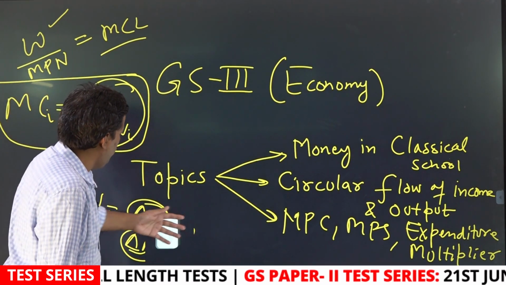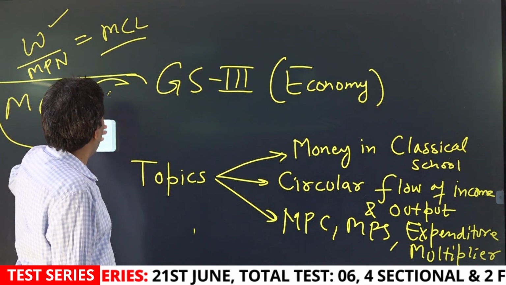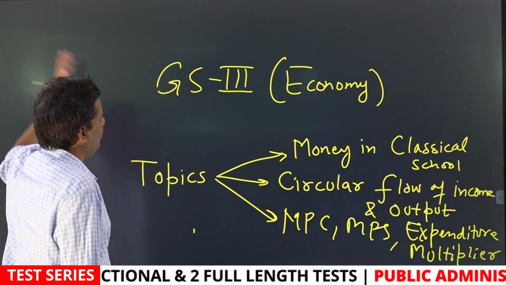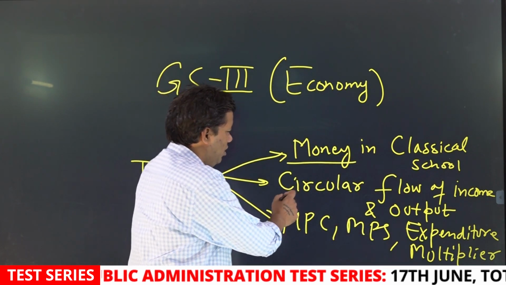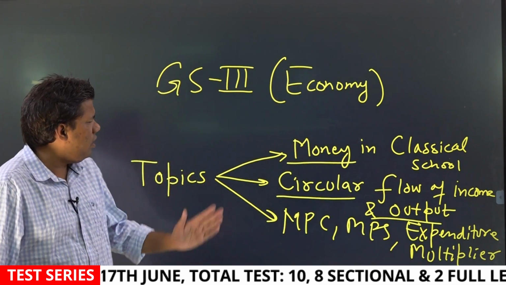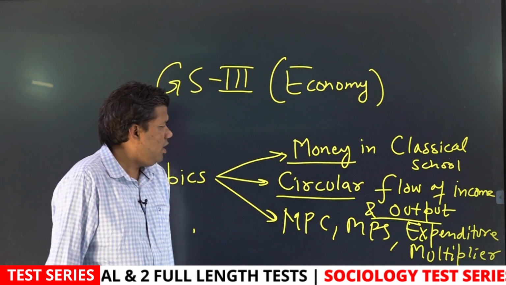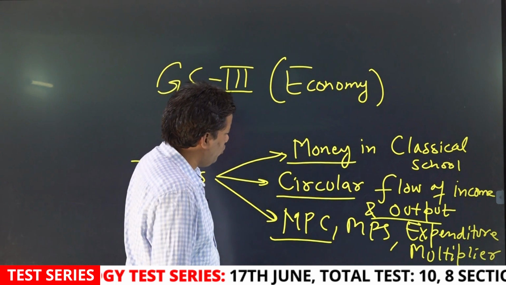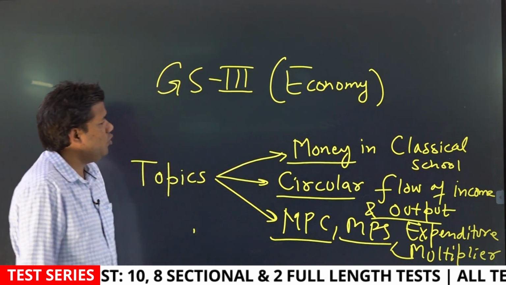So in today's class, what will we do? We will discuss money in the classical school. These are the topics I want to touch. Then we will talk about the circular flow of income and output. This is important; even in the class 12th macro NCERTs, you must have seen how they talk about the circular flow of income and output. Then we will talk about marginal propensity to consume, marginal propensity to save, and the expenditure multiplier. These topics we want to touch.